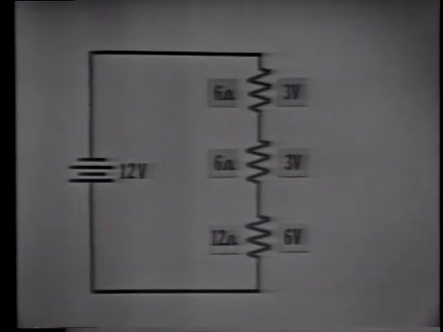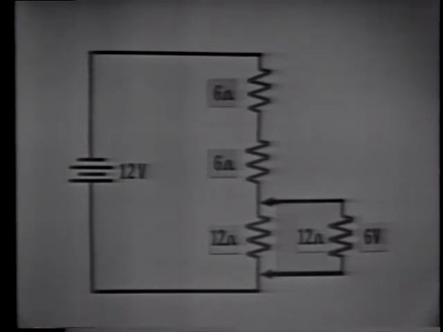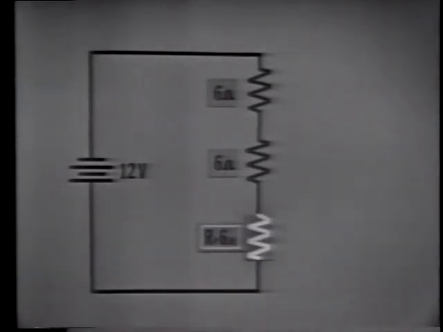This voltage divider has two 6-ohm resistors and one 12-ohm resistor. The power source is 12 volts. With these values of resistance, the voltage drops are 3 volts across each 6-ohm resistor and 6 volts across the 12-ohm resistor. Now, let's add a load device that requires 6 volts to operate. It also has 12 ohms of resistance. We now have two 12-ohm resistors in parallel, so the equivalent resistance is 6 ohms.